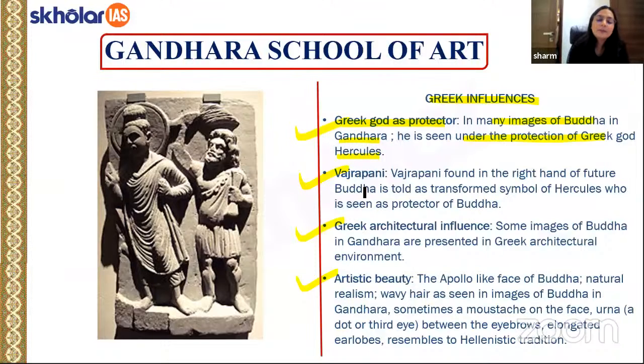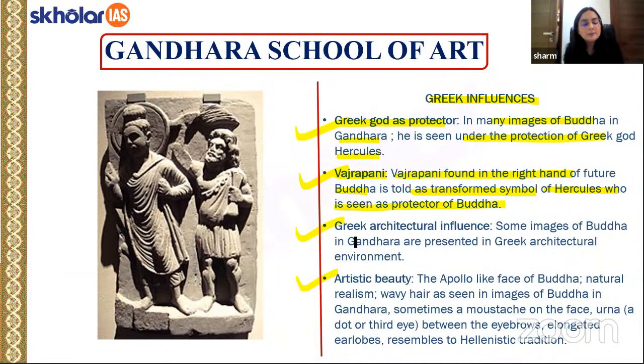All right. Next, students, another important influence is pertaining to the depiction of Vajrapani. अब वज्रपाणि एक बोधिसत्व थे, but Vajrapani literally also translates to something which is in the right hand of Buddha. So Vajrapani is something which is found in the right hand of future Buddha, and it is a transformed symbol of Hercules, who is seen as the protector of Buddha. यानी कि स्टूडेंट्स जो वज्रपाणि थे, it is in the right hand of Lord Buddha, and it literally transforms into Hercules, which is again a Greek god, and this is something that has been again presented in the Gandhara School of Art, thus establishing the relevance pertaining to the influence of Greeks on the Gandhara School of Art.